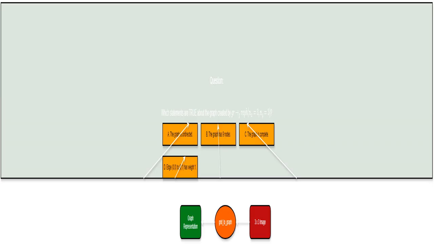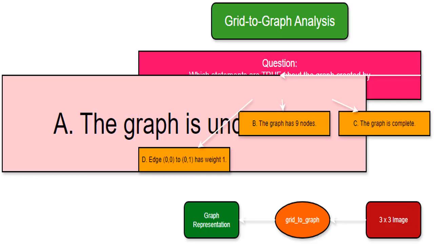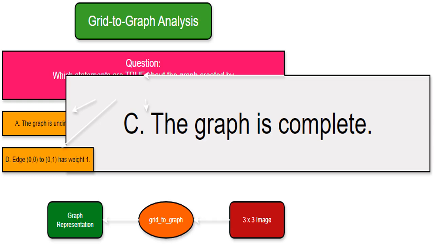The connections between pixels go both ways. It's not a one-way street. If pixel A is connected to pixel B, then B is connected to A. The connection between the top left pixel, 0, 0, and its right neighbor, 0, 1, has a strength of 1. It's like saying they're directly next to each other. I have 9 pixels in my 3x3 image, so my graph has 9 points, nodes. It's a 1-to-1 match. That's easy peasy. Nope. A complete graph connects every single node to every other node. That's not the case here. Only neighboring pixels are connected.